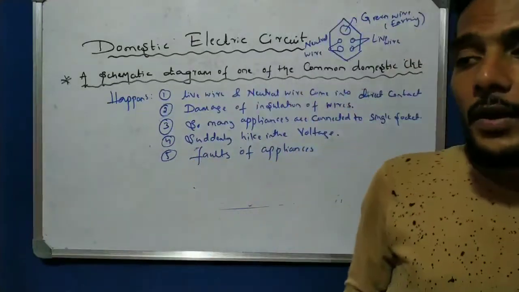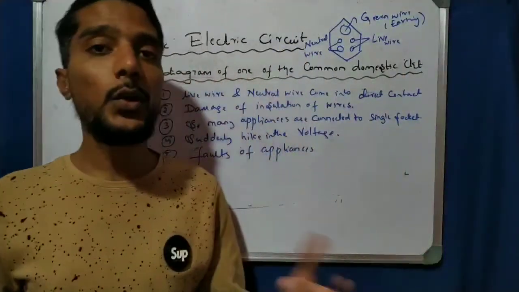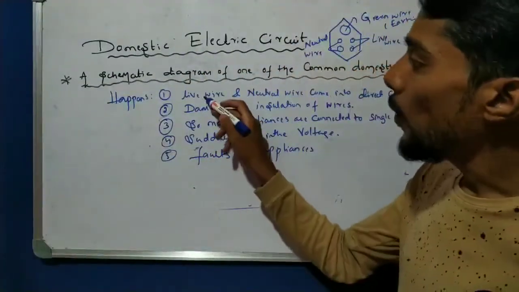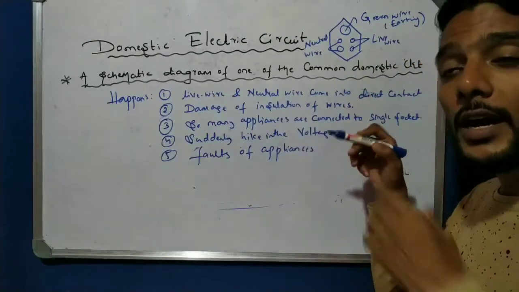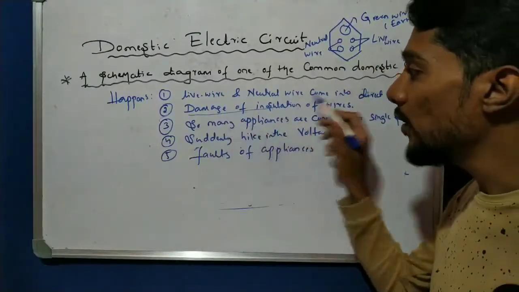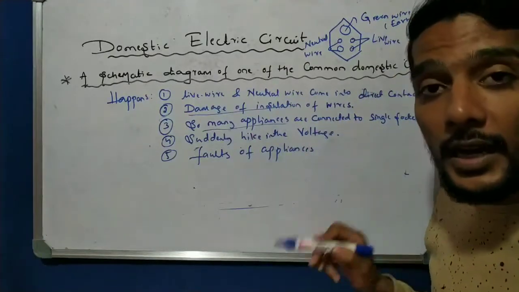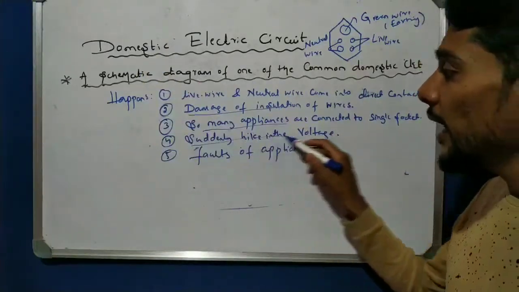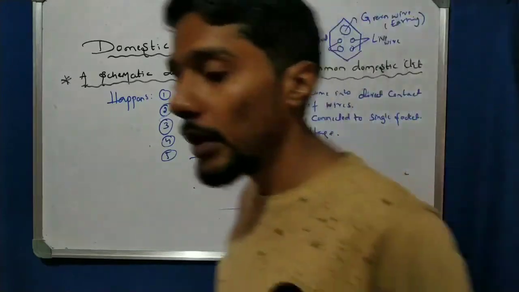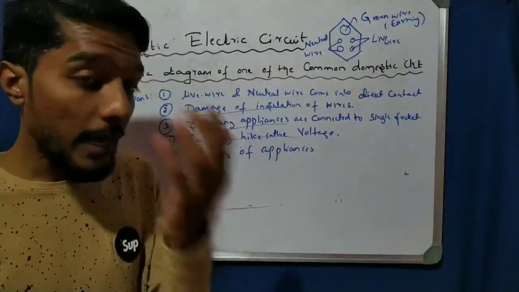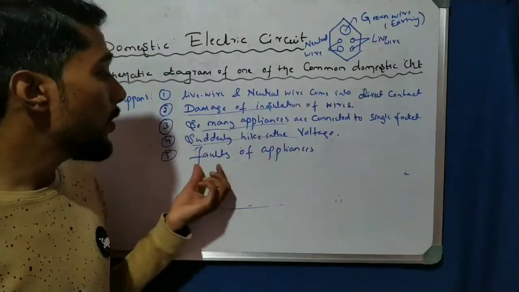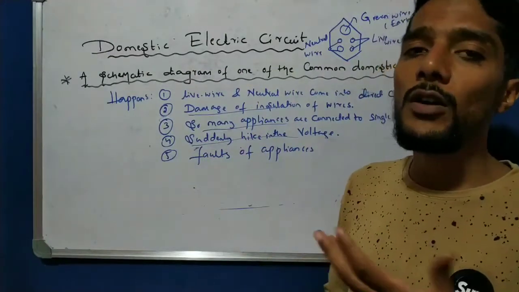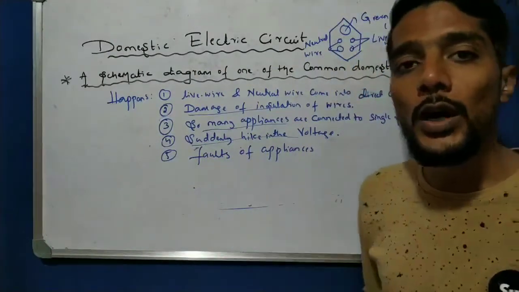What is overloading? When the live wire comes in contact with the neutral wire, overloading takes place. So these are the ways through which overloading takes place. One reason is damage of the insulation, and another is so many appliances connected to one socket. Another is a sudden hike in the voltage, maybe due to some mistake at the electric poles, or sometimes a fault of appliances, maybe a fault of the TV, washing machine, or other appliances, which also leads to overloading.